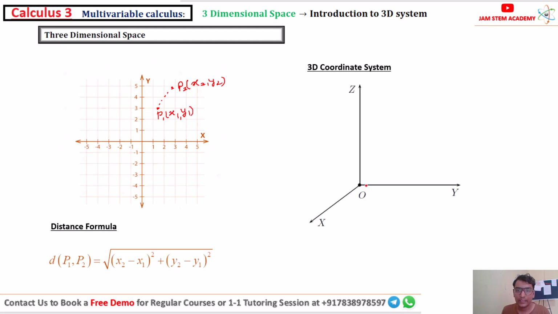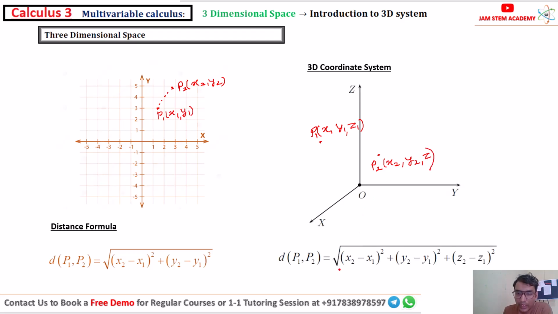Similarly, if I generalize the same thing for 3D, I need 2 points in this space. Let's say P1 has coordinates x1, y1, z1, and P2 is another point having coordinates x2, y2, and z2. In this way, the distance between these points is the square root of (x2 minus x1) whole squared plus (y2 minus y1) whole squared plus (z2 minus z1) whole squared.